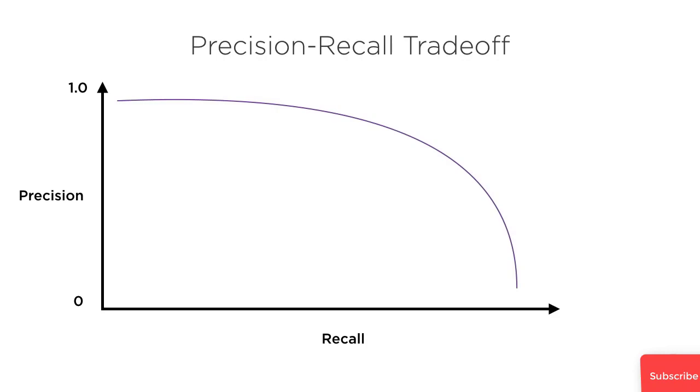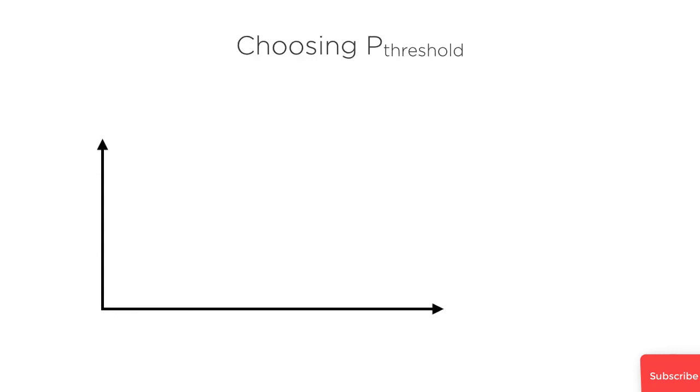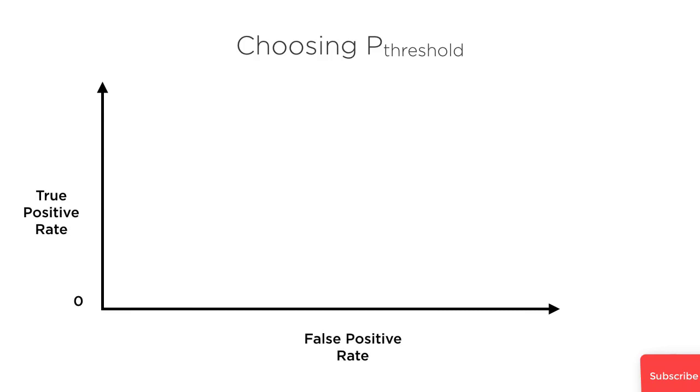Well, if that's the case, how do we find a model that's good for us? How do we choose the right value of P threshold? There are several heuristics that you can use. The one that we'll discuss here is the ROC curve, or the receiver operating characteristic. On the y-axis here, we have the true positive rate, the positive predictions of our model that are correct. And on the x-axis, we have the false positive rate, the positive predictions of our model that are incorrect.